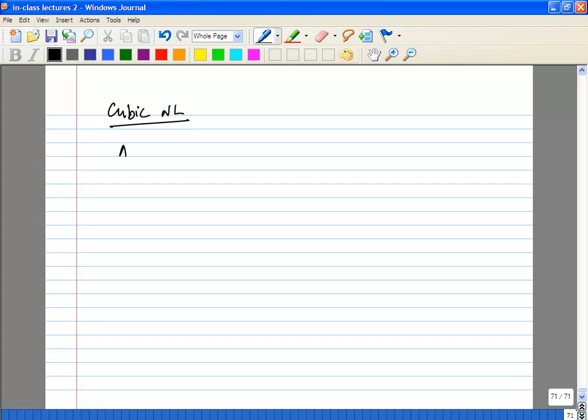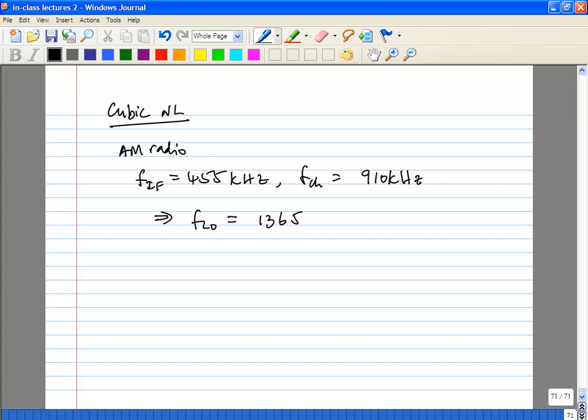Okay, so consider the case of AM radio. Your IF frequency is 455 kilohertz, and assume that the channel you are interested in is 910 kilohertz. What is your FLO? It is 1365 kilohertz, again assuming high side injection.